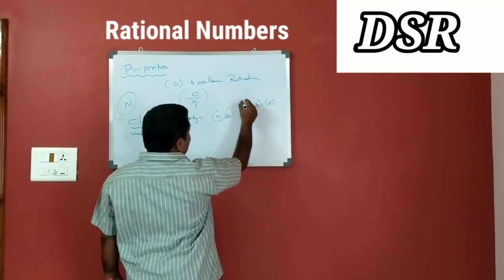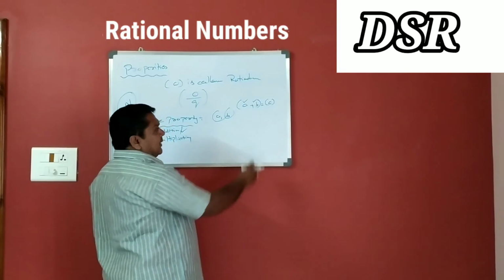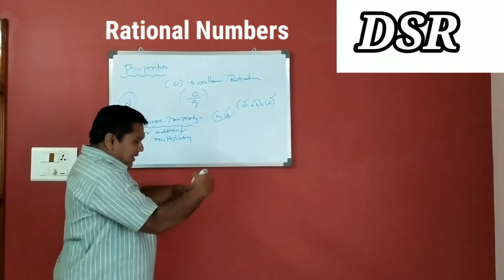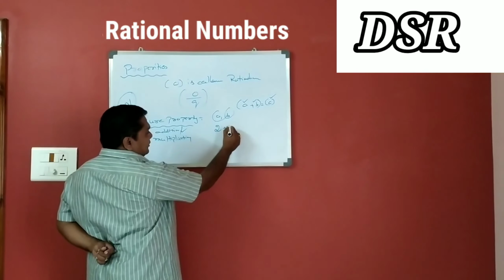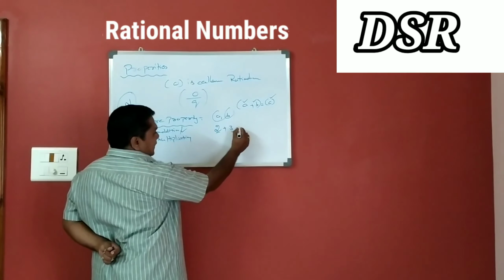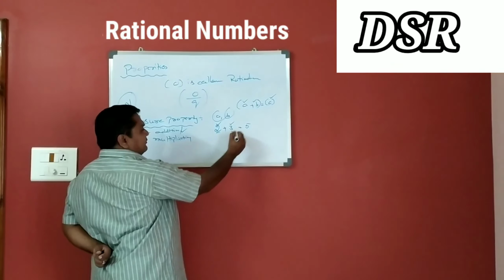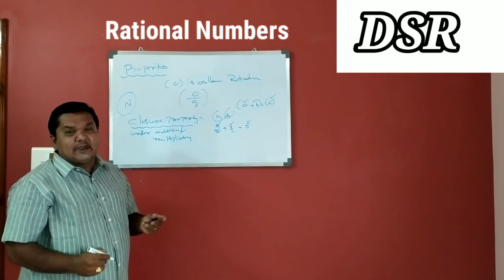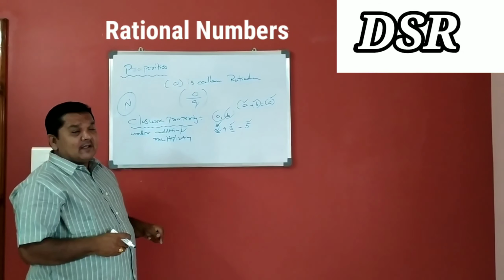Any other number. So A is a natural number, B is a natural number, and their sum, their addition, is also a natural number. For example, 2 is a natural number, 3 is a natural number, and 2 plus 3 equals 5. 5 is also a natural number. If you take any two natural numbers, their sum is also a natural number.